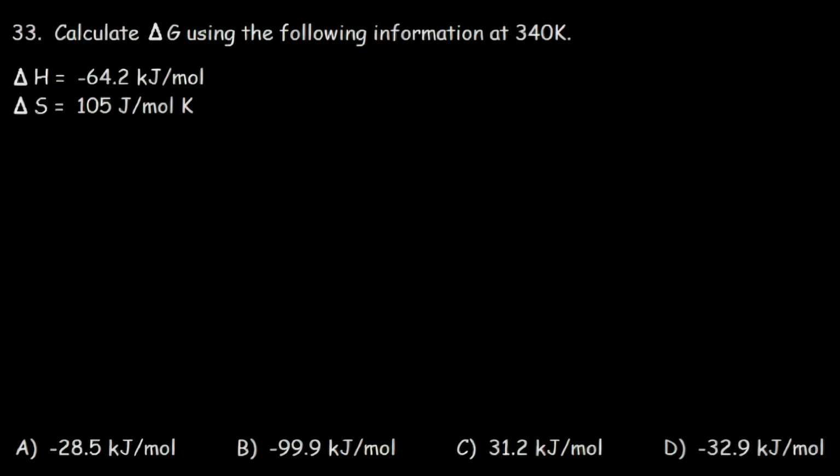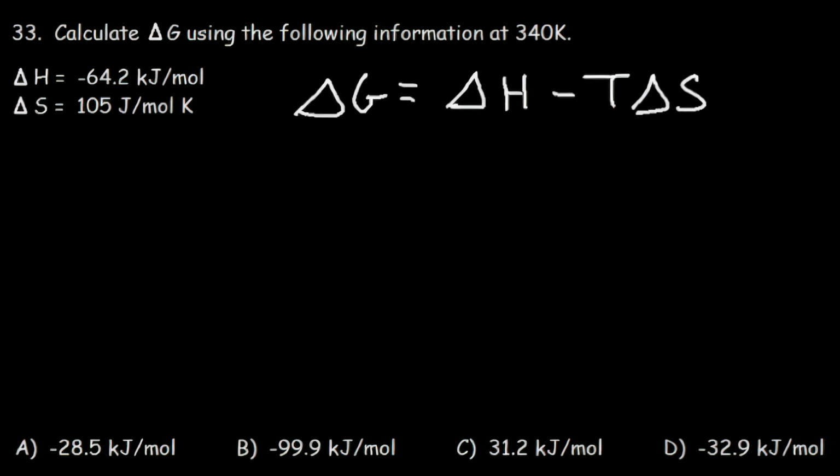33. Calculate delta G, or the change in Gibbs free energy, using the following information at 340 Kelvin. So we're given the enthalpy value and the entropy value. So the change in enthalpy is negative, which means that it's an exothermic reaction. And the change in S, or entropy, is positive. So there's an equation that we can use to find delta G. And it looks like this. Delta G is equal to delta H minus T times delta S.